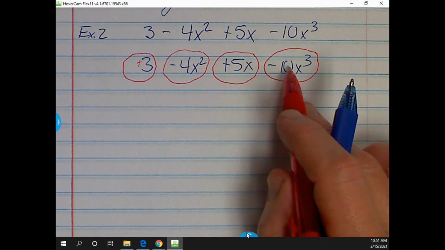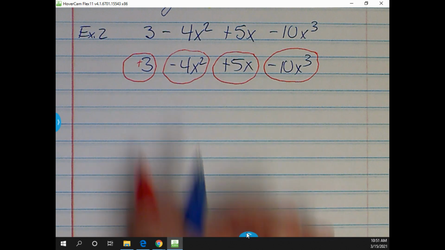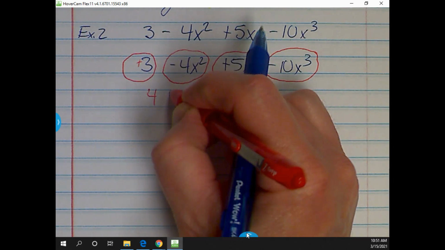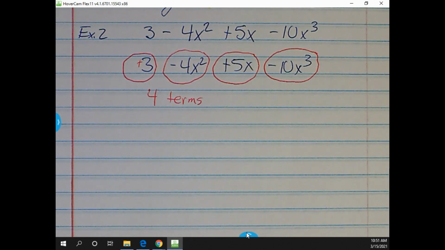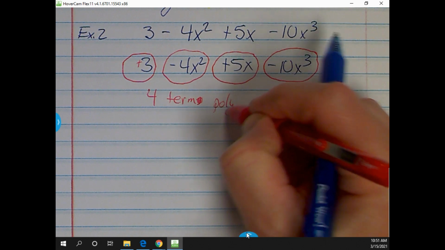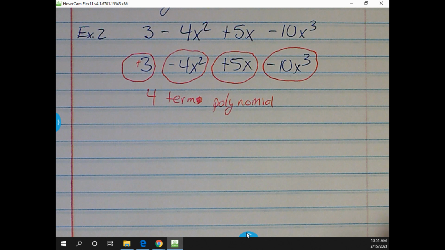So the minus goes with the 10x to the third, the plus goes with the 5x, and the minus goes with the 4x squared. Again, you've got the plus 3. That way, however many circles you have, that's how many terms you have, so that is 4 terms. Okay, and again, if it's 4 terms, it doesn't have a special name. It's just a 4-term polynomial. Only 1, 2, and 3 terms get something special.